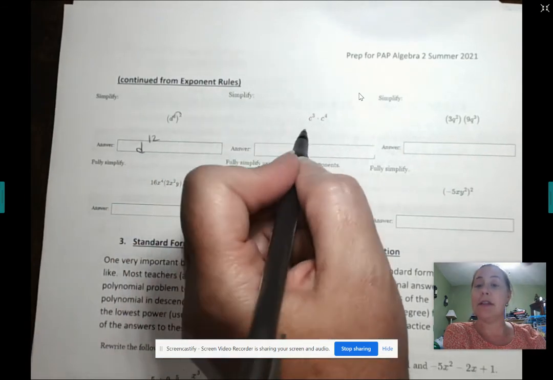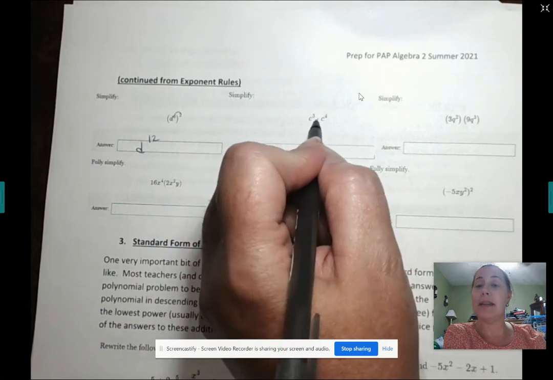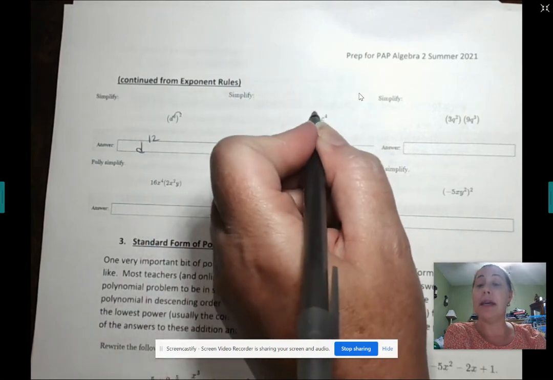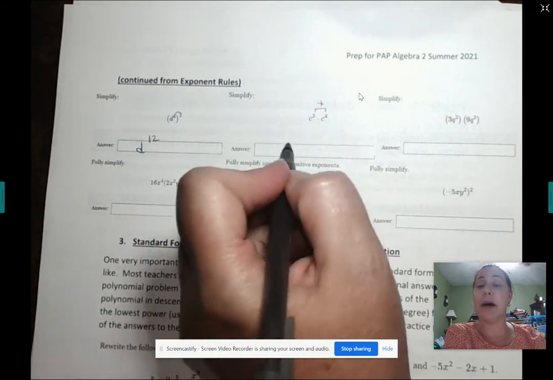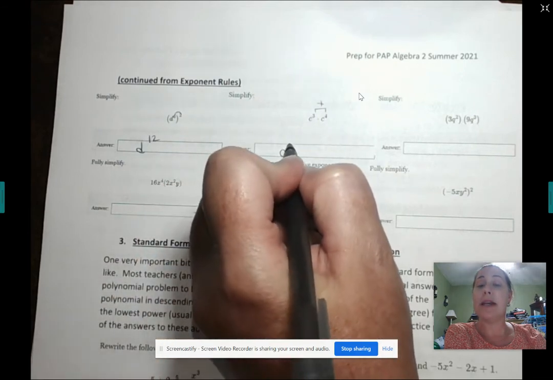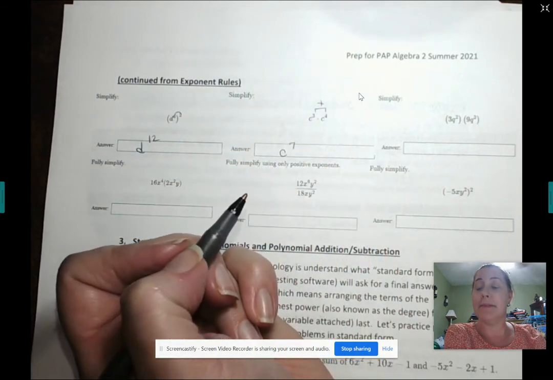Now this is different. This is the same base, multiplying these two terms together, so that would be a situation where we add those powers together. So c is still the base, but it is now a power of 7.